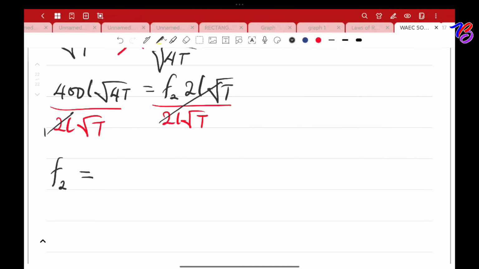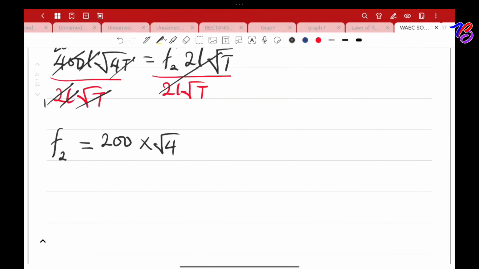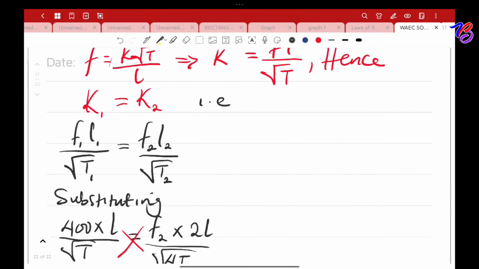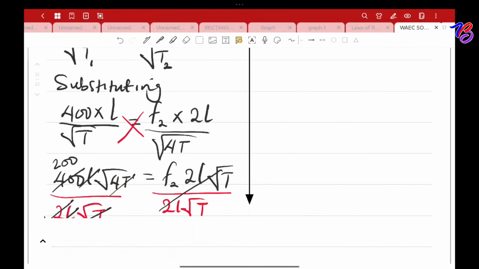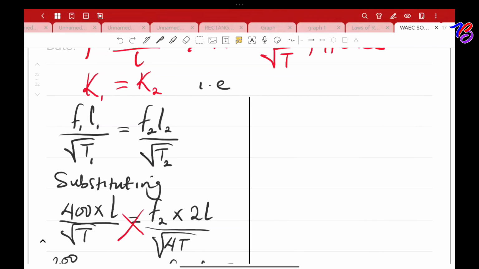From now, let's reduce our values. We have 2 into 400 is 200. Then L will cancel out L. Then if you expand the square root of 4T, you can have the square root of 4 multiplied by the square root of T. So that square root of T will cancel out the square root of T. I hope you are following that. What is left? The square root of 4, all divided by 1. But of course, we are not bringing in 1 again. So let's solve further now. 200 multiplied by the square root of 4. Now, what is the value for the square root of 4? F2 is equal to 200 multiplied by 2. So that F2 is equal to 400 Hertz.